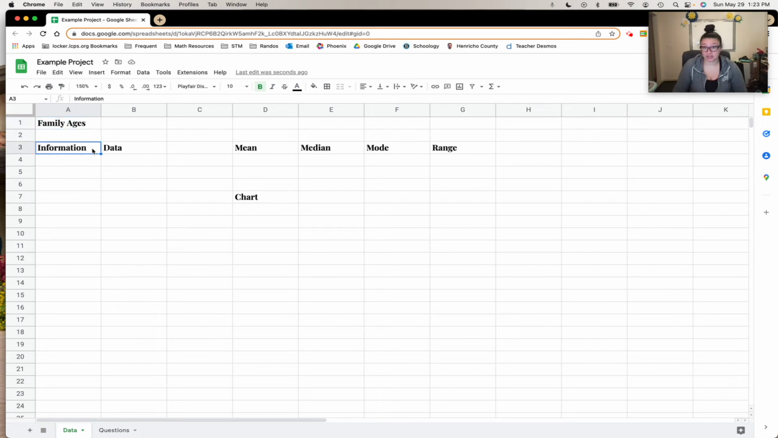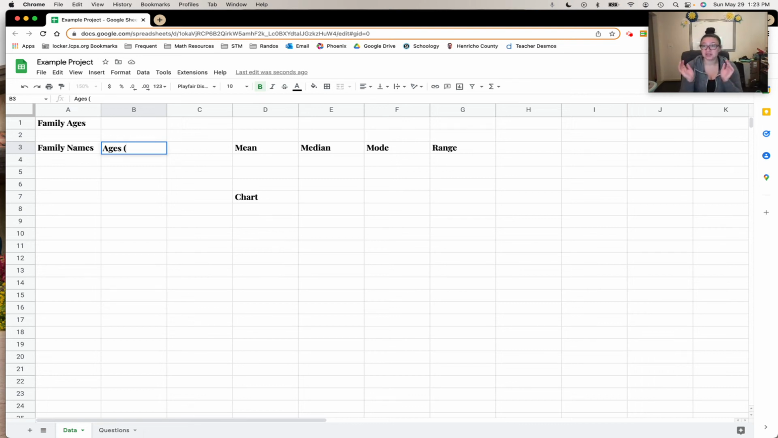Then we need to put in the information that we researched, that we found out. The information is going to be what you're looking at. So for my family's ages, I'm going to be looking at family names. Which person's age am I talking about? Then if you hit tab, it'll go to the next cell over. The data that I'm looking at is their ages.